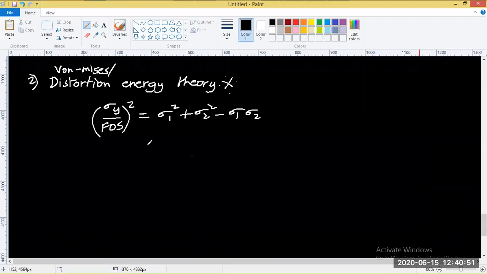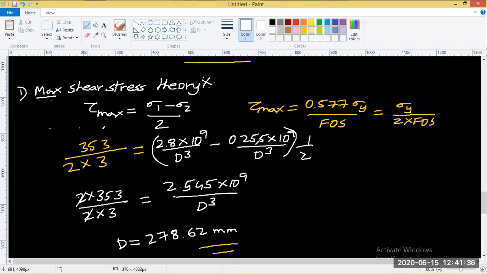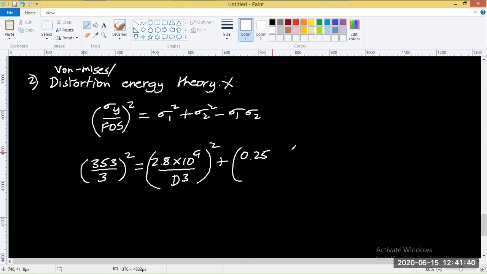Right. Let's continue. Sigma y by factor of safety, or n, the whole square. LHS we already know. Sigma, the RHS also we already know. Let's just plug the values. So sigma y is 353 by 3 the whole square. Factor of safety was 3, is equal to sigma 1, 2.8 into 10 power 9 by d cube the whole square, plus the sigma 2 was, I think 0.255 into 10 power 9 divided by d cube, again the whole square, minus both of these.